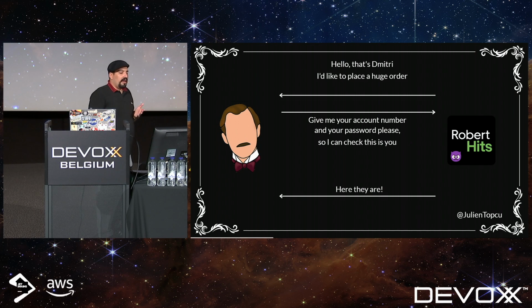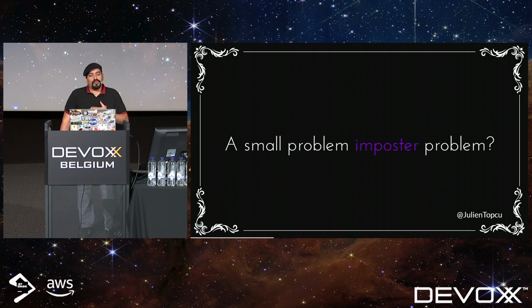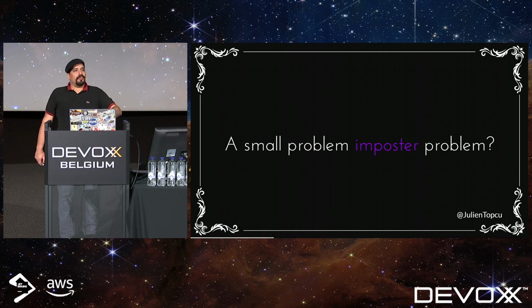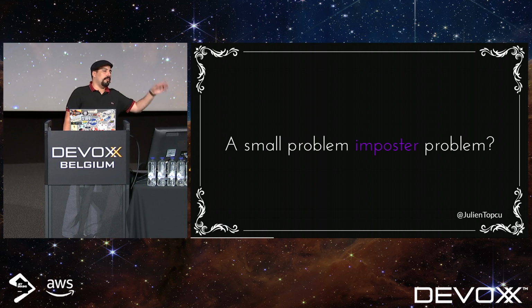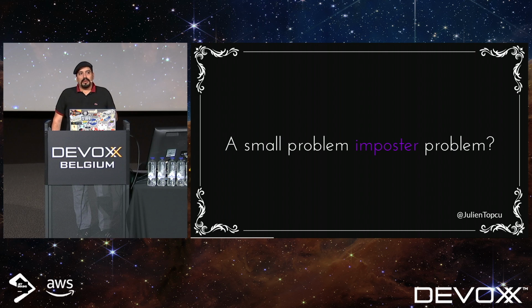So here we have an imposter problem. You have to know that each time you give your password to someone, that person is able to impersonate you. And this is really dangerous, because no one will notice.